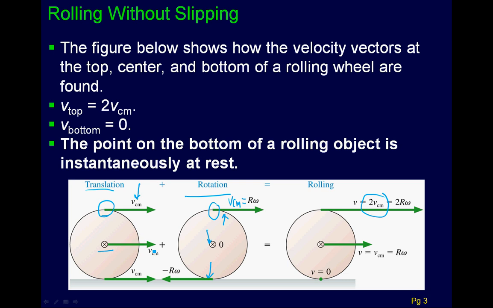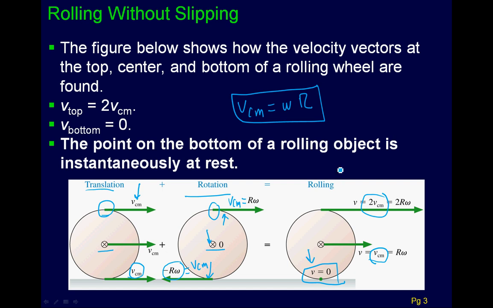For the middle, I take the velocity of the center of mass plus a 0. That gives me just the velocity of the center of mass. And finally, at the bottom, which is the important one, we get velocity of center of mass and then negative velocity of center of mass. Those cancel, and so at the bottom we get that the velocity is 0. This is kind of a hard thing to get, but really this is the definition of rolling without slipping. There is no relative motion between the wheel and the ground, so the velocity is 0. And in order for that to happen, you have to have that relationship. The velocity of the center of mass equals omega times r. That has to be true with rolling without slipping.